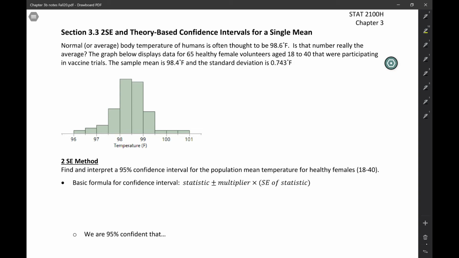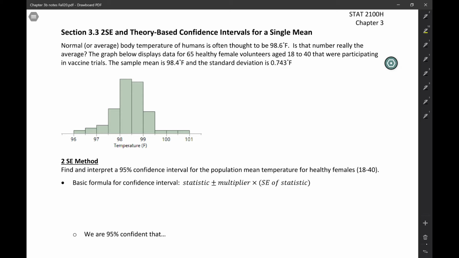Last week we focused on confidence intervals for categorical data, so trying to estimate a population proportion. This week we're shifting over to quantitative data, trying to estimate a population mean. So we're coming back to this body temperature example. Body temperature is often thought to be 98.6 degrees. Is that really the average?